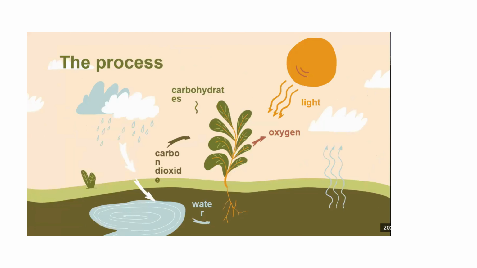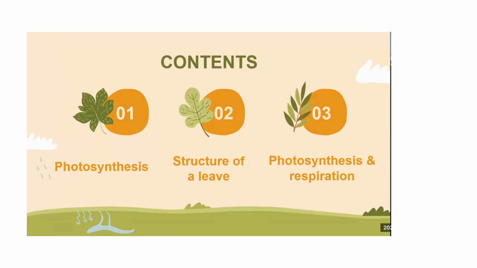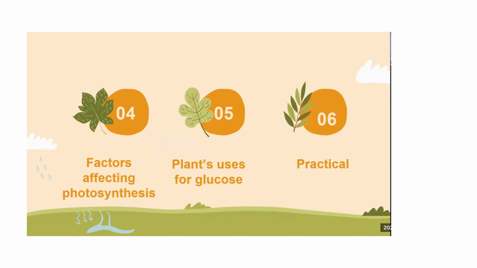Basically, in this session we talked about nature's food factory, which is the leaves. We talked about photosynthesis and the factory, the leaf, how it is made, how photosynthesis and respiration differ from each other, how factors affect photosynthesis, how plants use the product glucose for their needs, and some practicals. Okay.